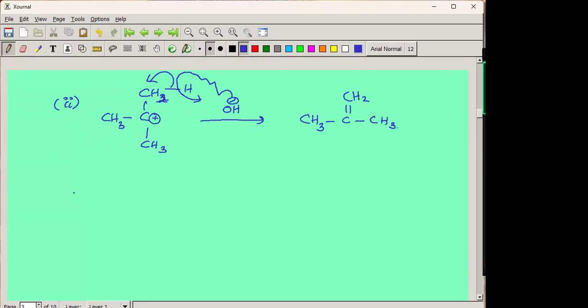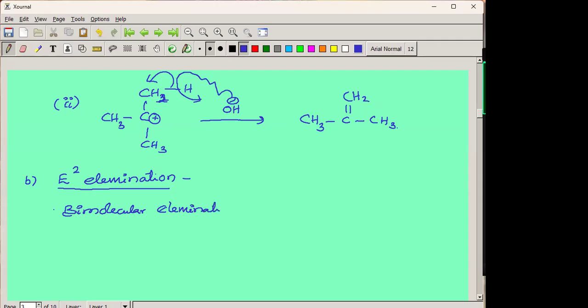In the E1 elimination reaction, the reactant is a tertiary alkyl halide. And the second one is, what is that? E2 elimination. So one is the E1 elimination, the other one is the E2 elimination reaction. In the case of the E2 elimination reaction, primary alkyl halides are involved. So this E2 is considered a bimolecular elimination reaction.